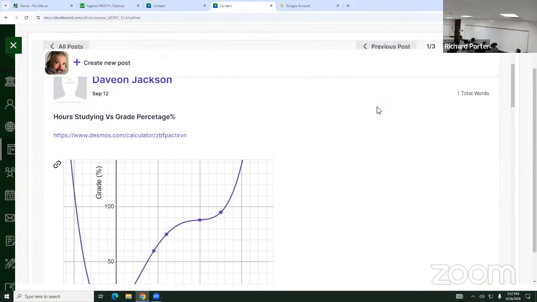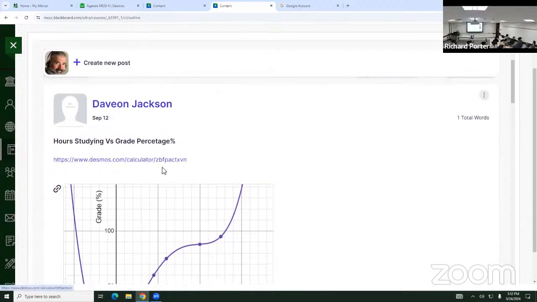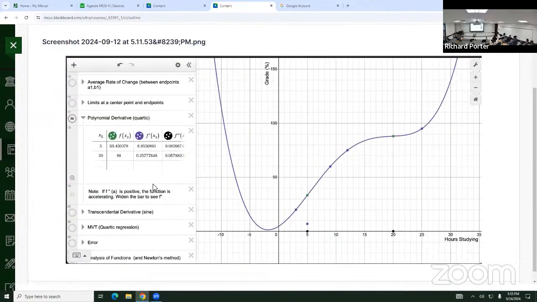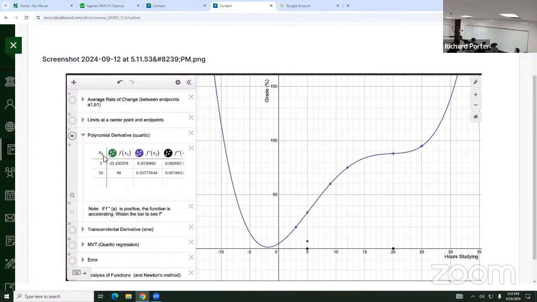Okay, all right, so Devon, you put the link here. That's very nice. And this is your post. And then you have the function, the first derivative, second derivative at 5 and at 20.